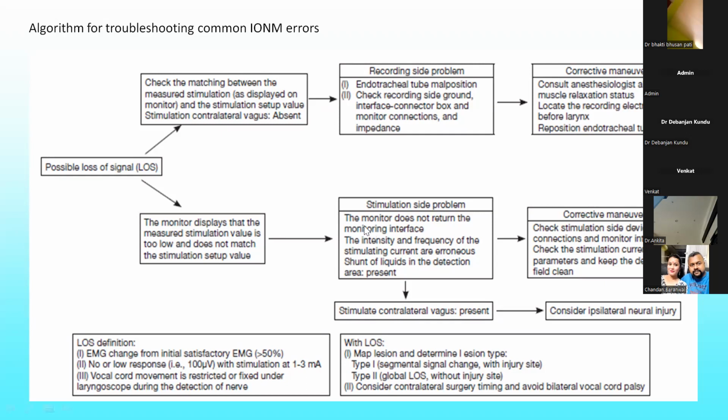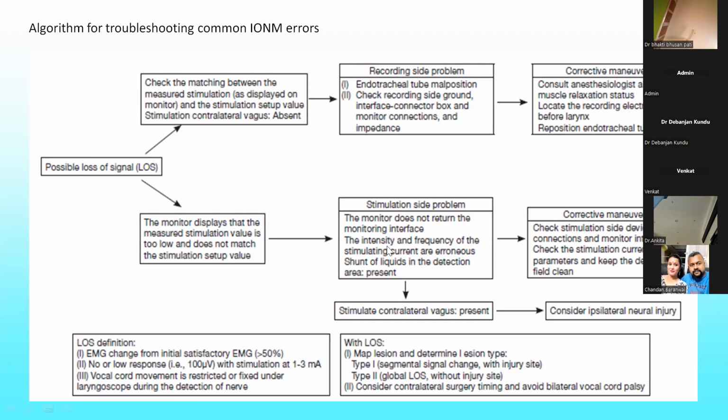If it is a stimulation side problem, the monitor does not return to the monitoring interface. That means the circuit should be complete. When you're applying the 1 milliamp current, it should go to the nerve and elicit the EMG response. After the elicitation of the EMG response, the 1 milliamp current should come back through the ground electrode and come back to the machine and go to the output, so as to make sure that the entire circuit is complete. If it is not coming up when we're applying 1 milliamp current, delivering 0.8 milliamp, then there is some issue with the circuit itself. We need to try to figure it out.